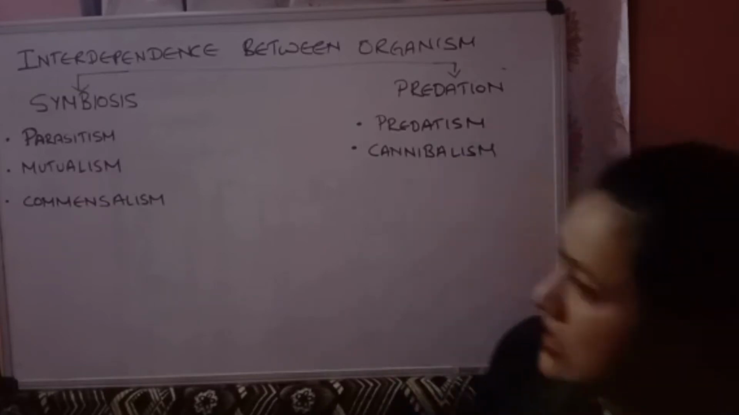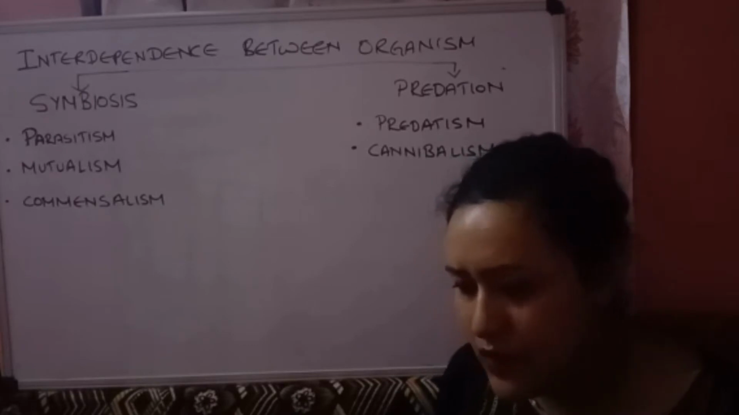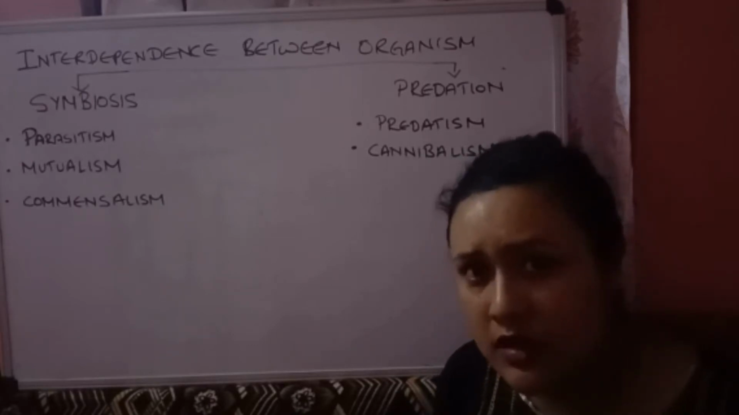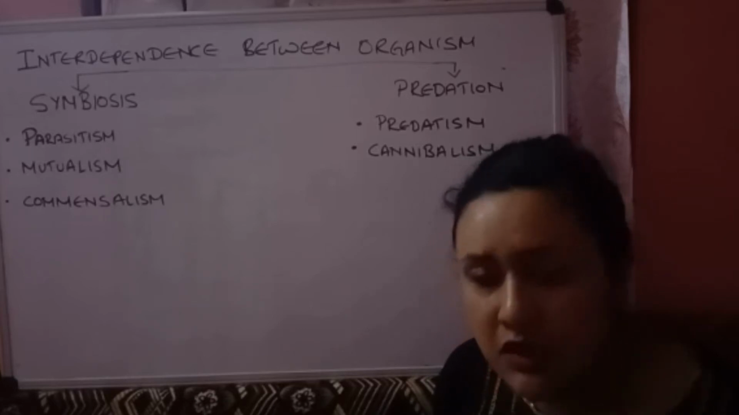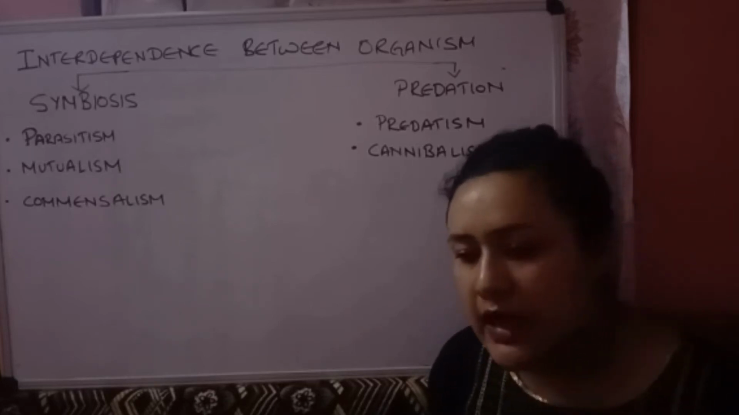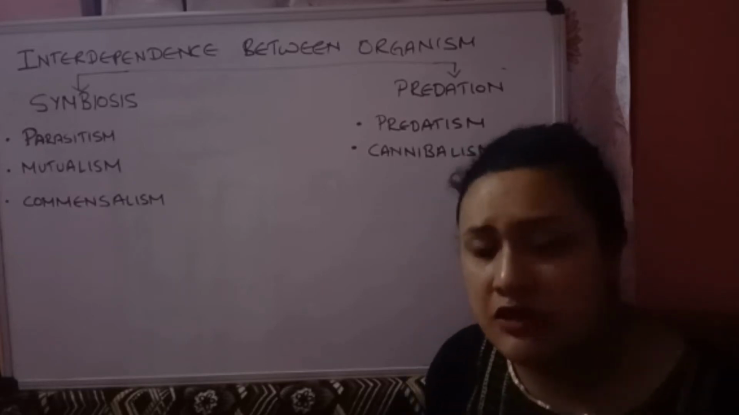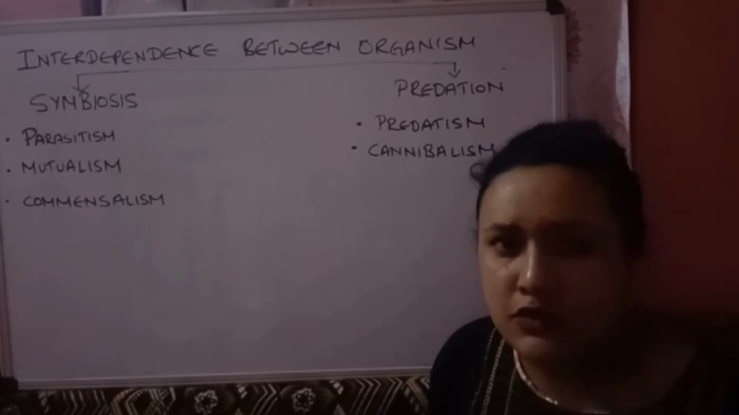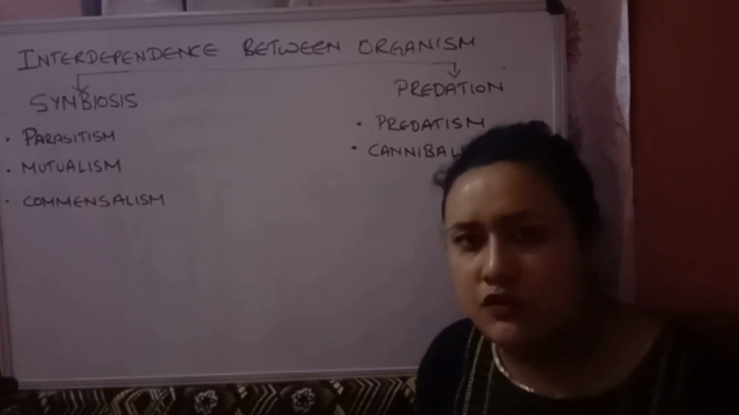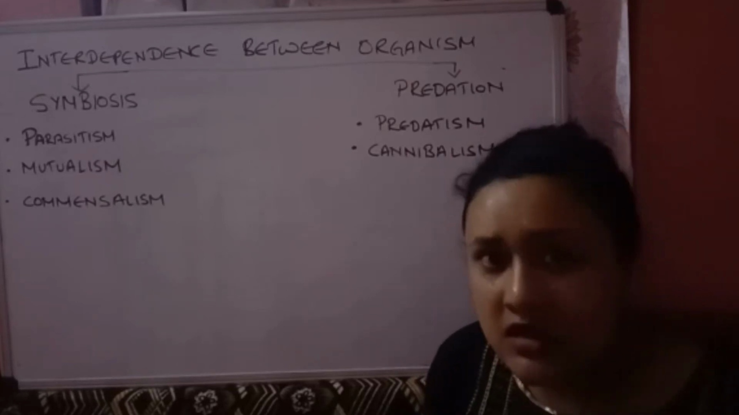The other one is mutualism. Mutualism is a relationship between organisms in which both partners get benefited. Take an example of an ant and a tree. You all know ants live in trees. They have made homes, they get shelter, they get food, fruits, and other nutrients from the tree, whereas the tree is also getting benefited.